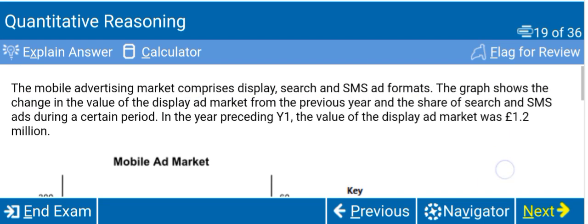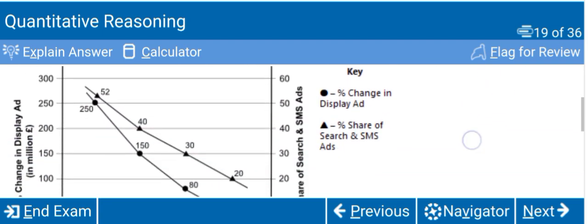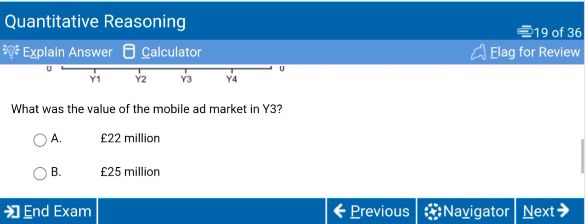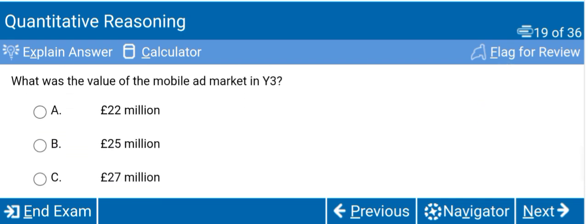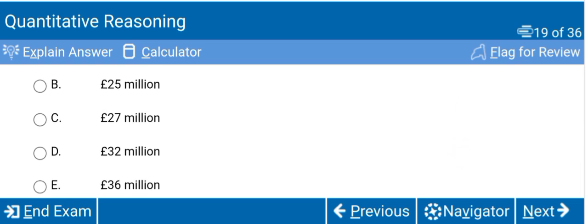Next question we have is the passage with this mobile ad market chart graph. The question is, what was the value of the mobile ad market in year 3? Option A, 22 million pounds. Option B, 25 million pounds. Option C, 27 million pounds. Option D, 32 million pounds. And option E is 36 million pounds.